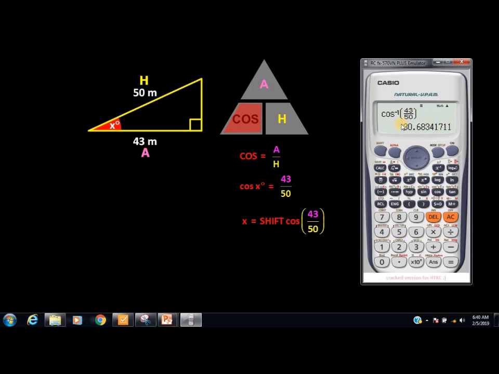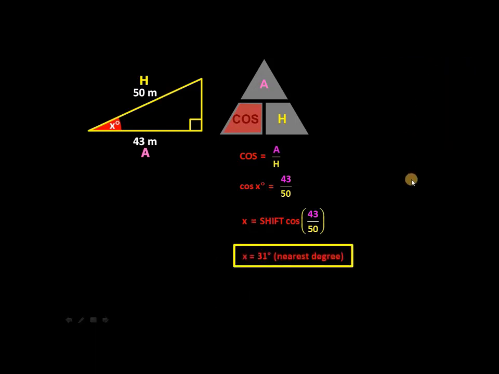We don't want all the answer, we want nearest degree without decimal, so we go shift, set up, fix number 6 and 0 because 0 decimal places. The answer is 31 degrees. So x is equal to 31 degrees, nearest degree.